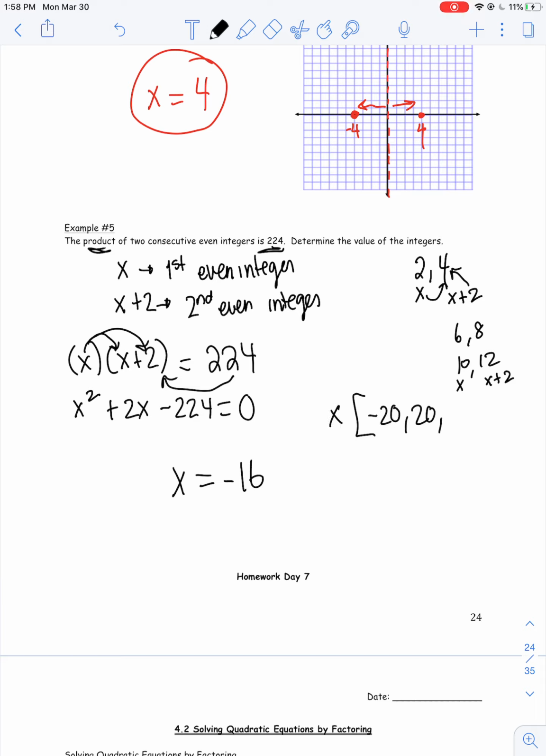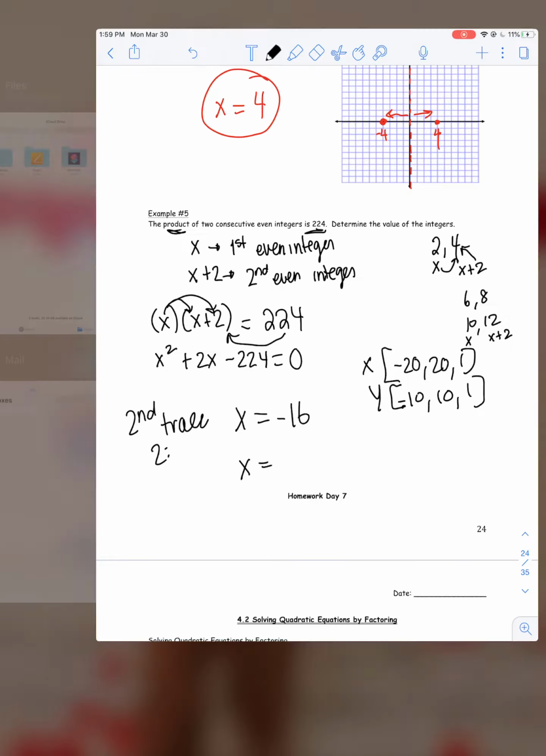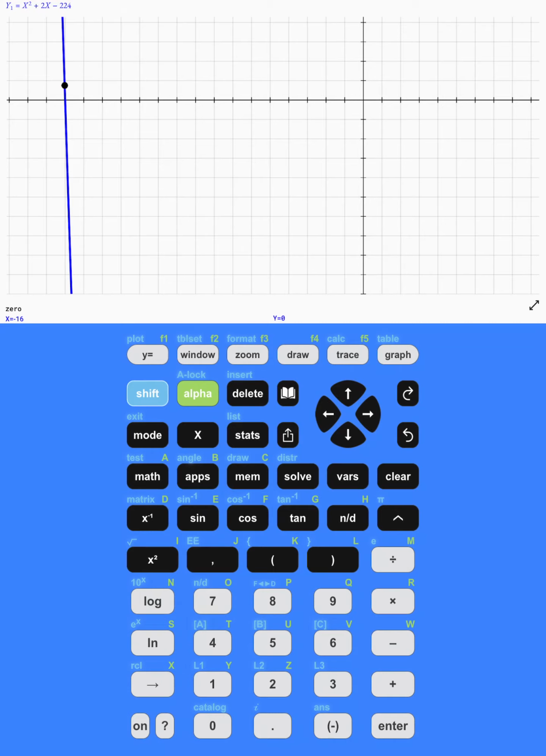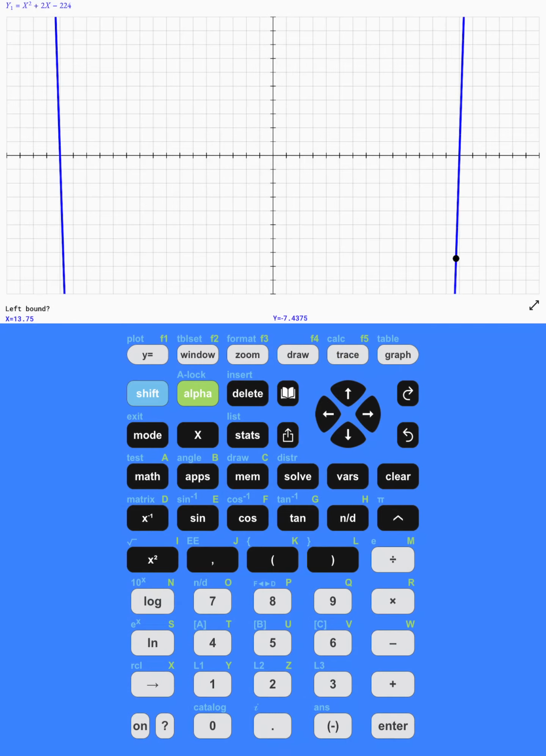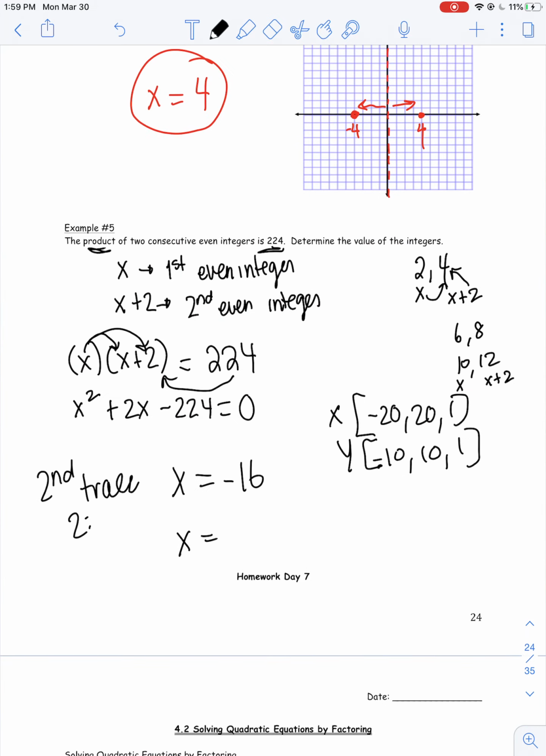So to show your work, what I'm doing is I'm writing the window that I used. So my x window was -20 to 20, going up by 1. My y window was -10, +10, and 1. I found one x-intercept was -16 by going second trace, number 2. And then the second x-intercept, I'm going to do that same step again, second trace, number 2. Move to the left side, that's the left bound, which is where y is negative. Press enter. And if you move your cursor to the right, you're going to make y positive, which is your right bound. Press enter and enter again, and you should get that the 0 is 14.